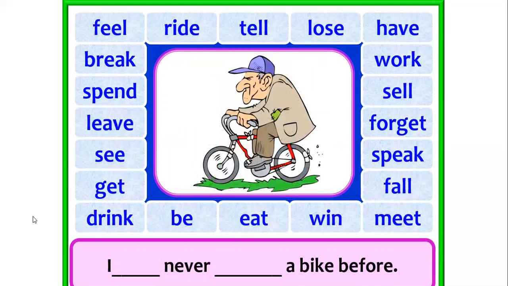Another example, and here we have never. Never here is working as negative. So, I never a bike before. So I have never... ride. What is the past participle of ride? I have never ridden a bike before.